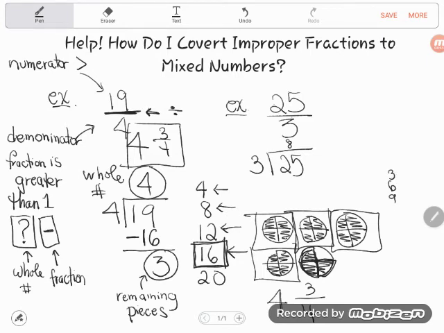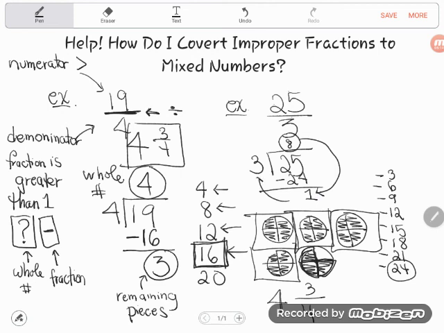3, 6, 9, 12, 15, 18, 21, 24. And I can see that's 1, 2, 3, 4, 5, 6, 7, 8 times. Okay, but 3 times 8 is not 25. It's a little less than 25. It's 24. So I'm going to subtract out that 24 to see how much I have remaining. 25 take away 24 is just 1. So this is 8 and 1/3. 8 whole things, and 1 piece left over of the size third.